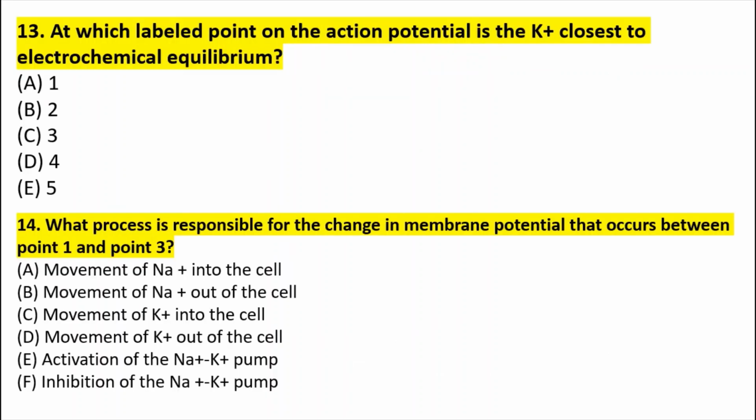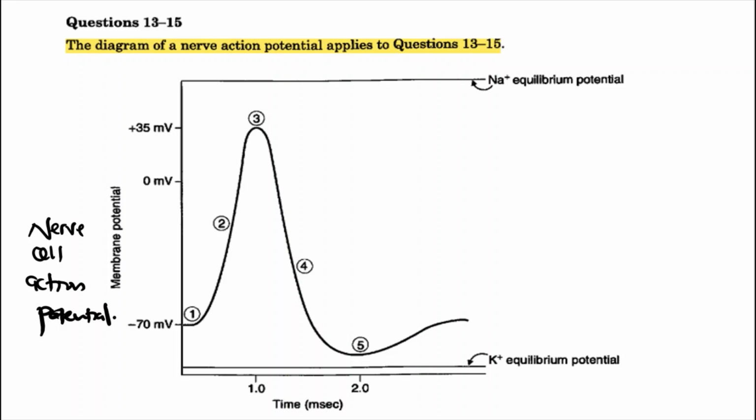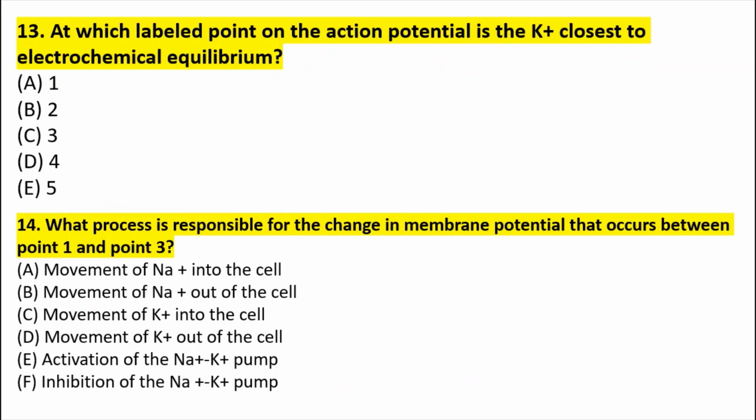Now the question follows: at which labeled point on the action potential is the sodium closest to the electrochemical equilibrium? So the answer, let's refer to the diagram. It's at 5. At this point, sodium is closest to the electrochemical equilibrium, so the answer here is E.